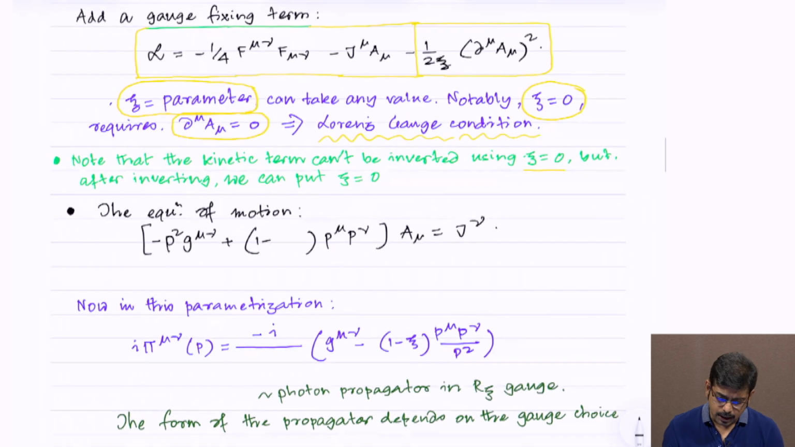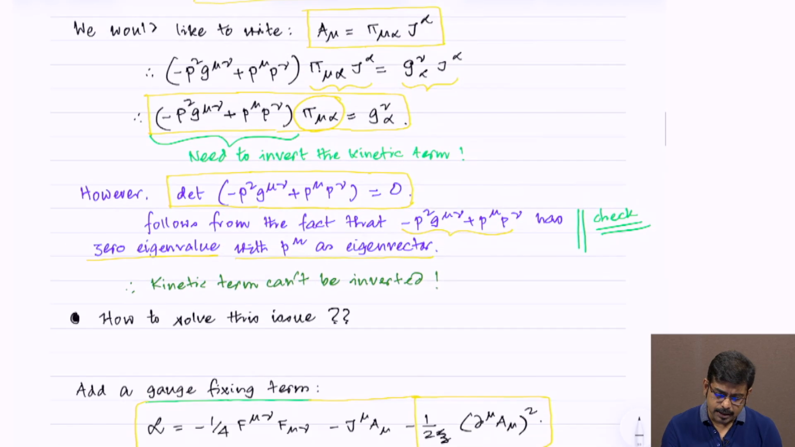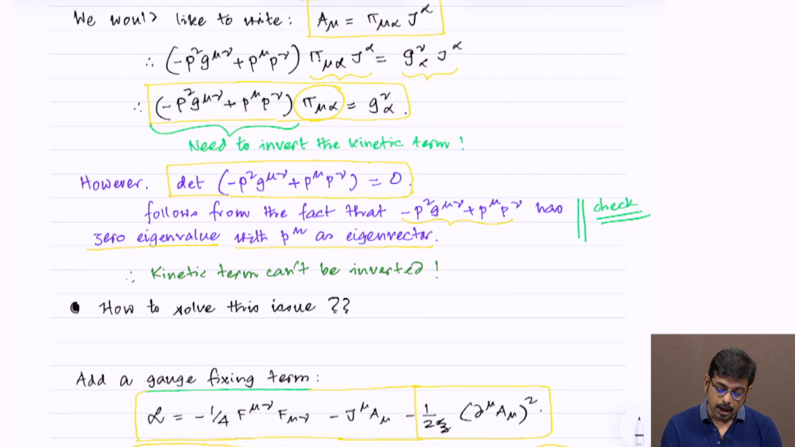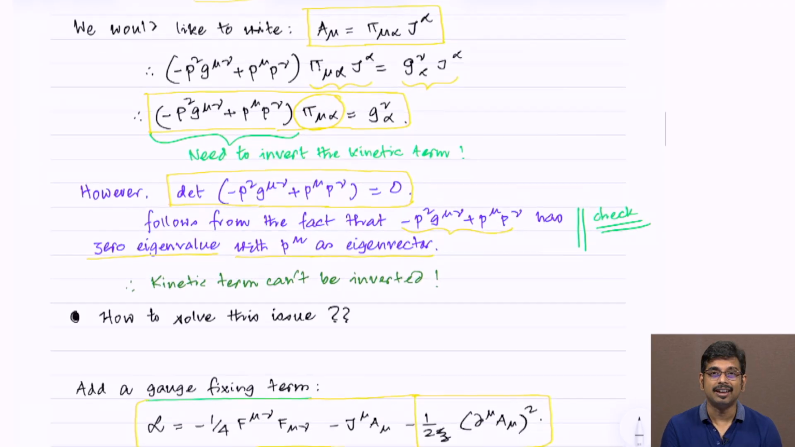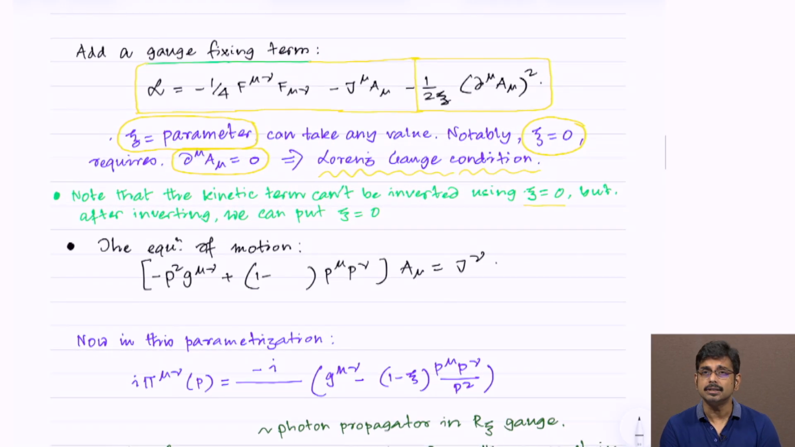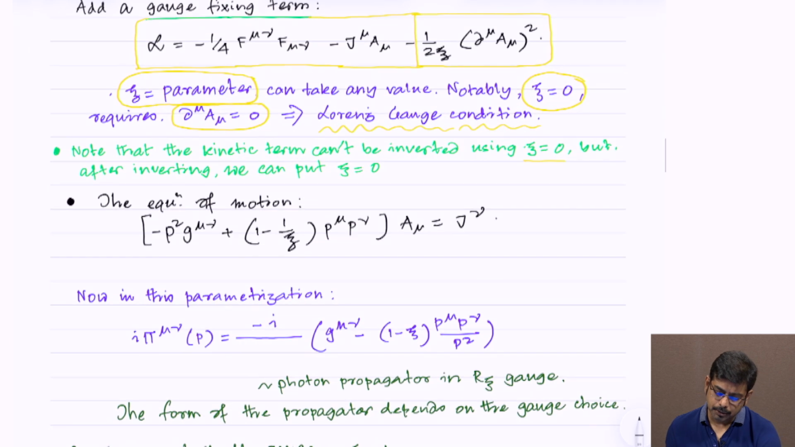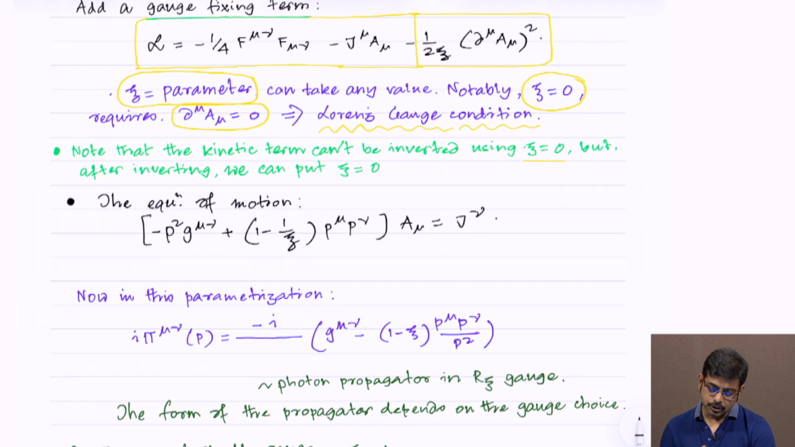Now it turns out that if you find the equation of motion using the Euler-Lagrange equation for this particular Lagrangian, then this equation of motion, so you remember the first one, was minus p square g mu nu p nu a mu equal to j nu. Now you can imagine that this will be very similar, but there will be a dependence on this parameter zeta that we have introduced. It turns out that this equation of motion will be minus p square g mu nu plus 1 minus 1 by xi p mu p nu, a nu, equal to j mu. So this is my equation of motion.